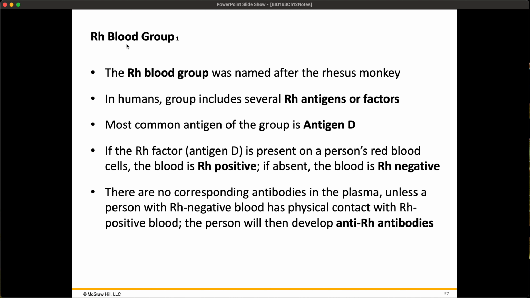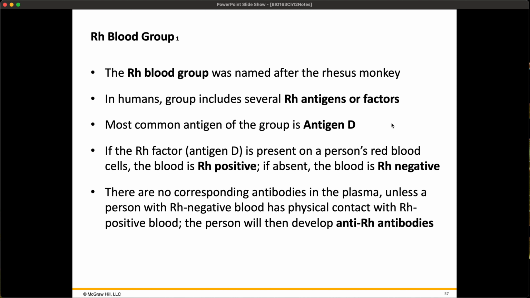So that Rh group, I mentioned it very vaguely. The Rh group was named after the rhesus monkey. In humans, there are several Rh antigens. The most common is the antigen D. Don't ask me why it was named after a monkey. I don't know. But this is the positive and the negative that you sometimes hear: O negative, A positive, AB negative. It's that negative or positive factor. Positive means that the antigen D is present, so it's Rh positive. And if that D antigen is absent, then it's Rh negative.